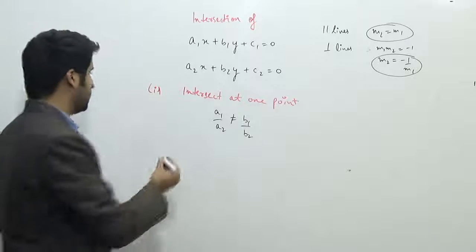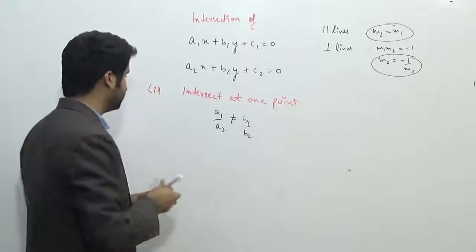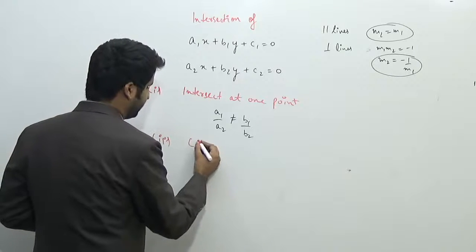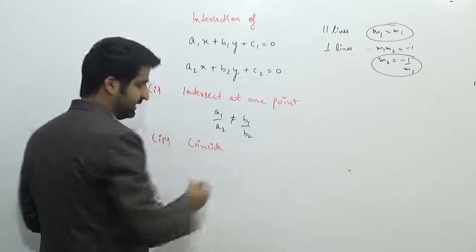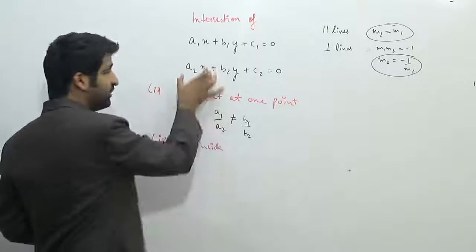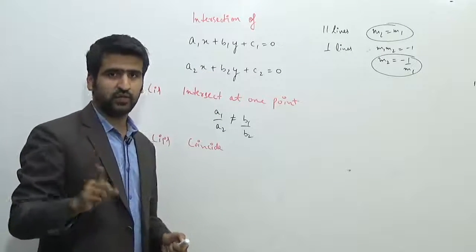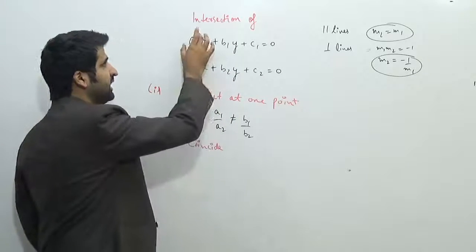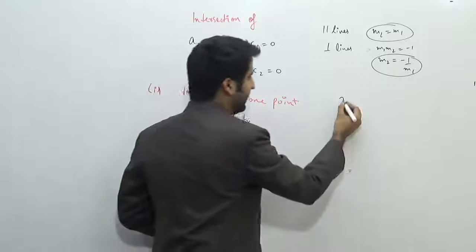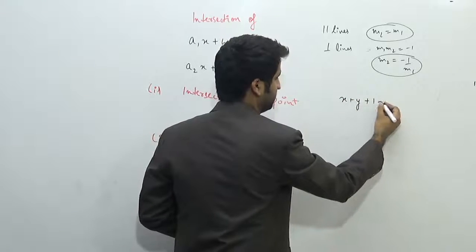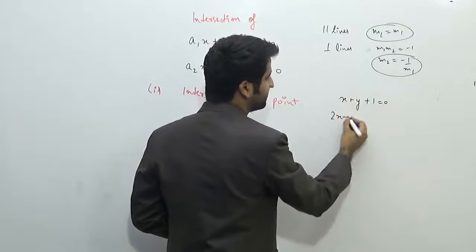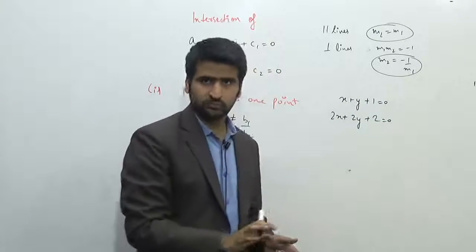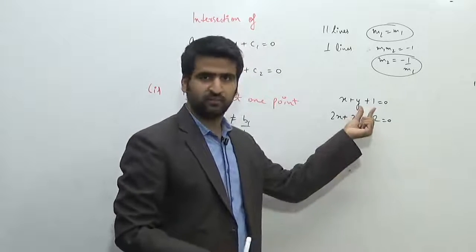And if they intersect at all the points, that means if two straight lines coincide, in that case these two straight lines will represent just one straight line. So this straight line is equivalent to this straight line. If this equation is, let's say, x plus y plus 1 is equal to 0, the other equation might be 2x plus 2y plus 2 is equal to 0. Only the factor of 2 is common, and this equation will become this equation only.